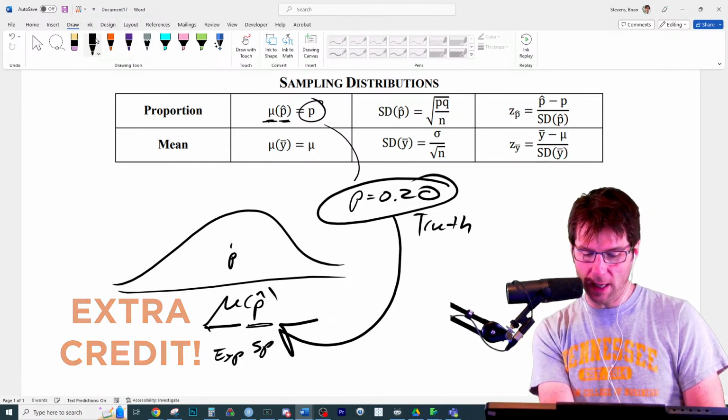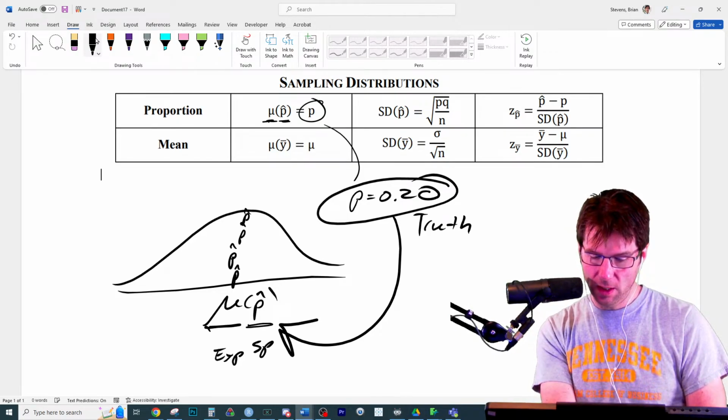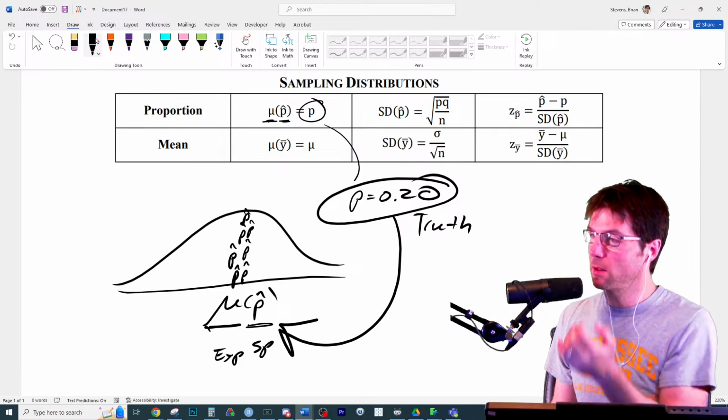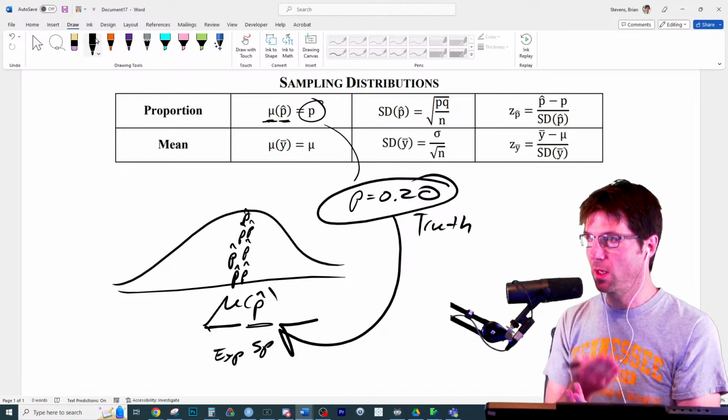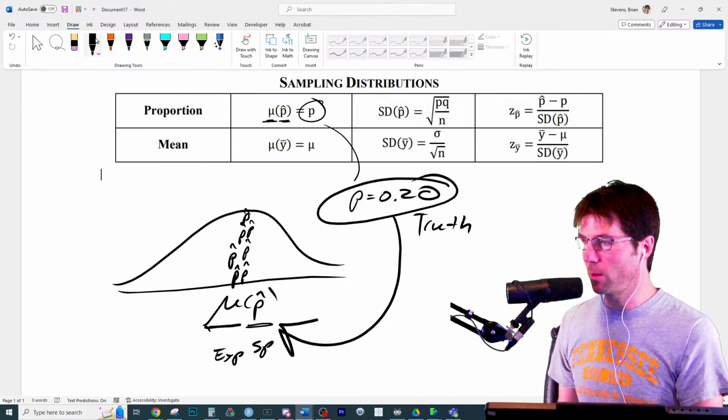Now, are you always going to see that? If you take a p hat, is every p hat going to be right here at the center? Every time you and your friends go out and take samples, is it going to be right there at the center? No. There's going to be variation. It's not going to be 20%, 20%, 20%, 20%, 20%. Sometimes 20% is not even theoretically possible.